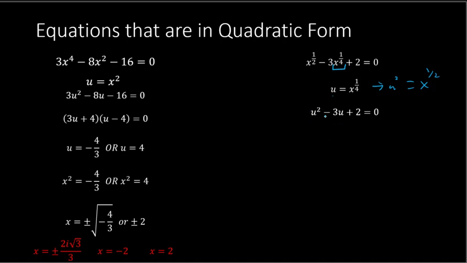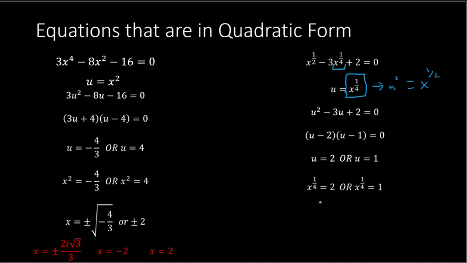So you can factor the left side to get u minus 2 times u minus 1 equals 0. So u minus 2 equals 0, or u minus 1 equals 0, which means u would have to be 2 or 1. Now from here we can finish off by back substituting. We can put back in this x to the 1/4 power in place of u. So now we have x to the 1/4 power equals 2, or it could equal 1.